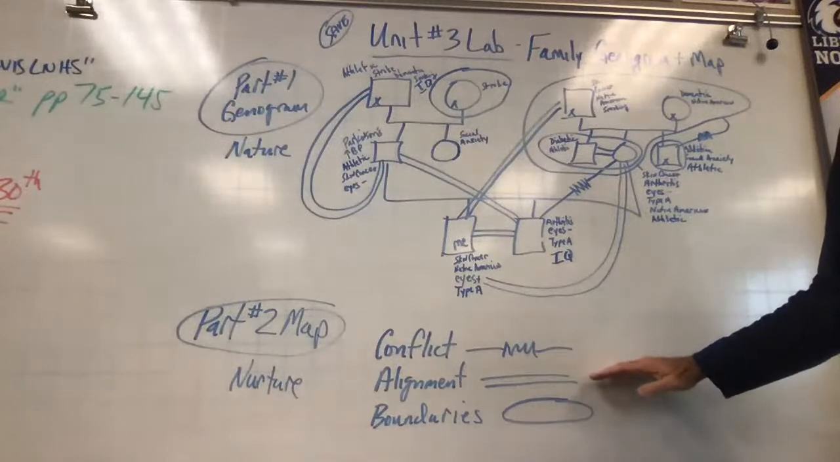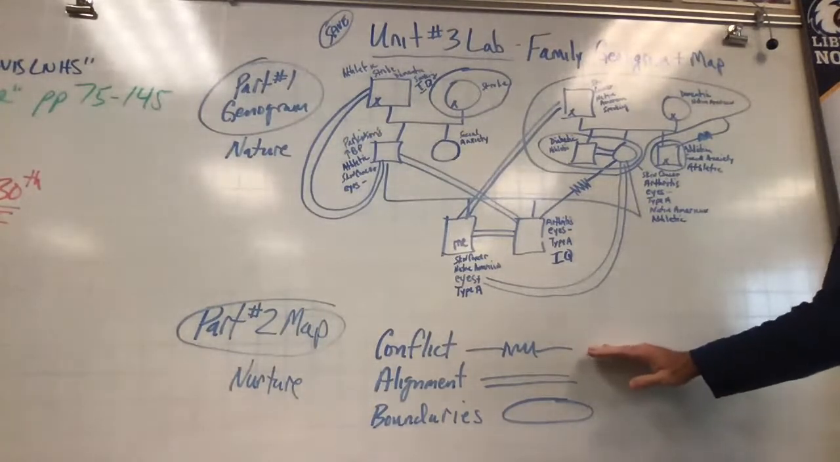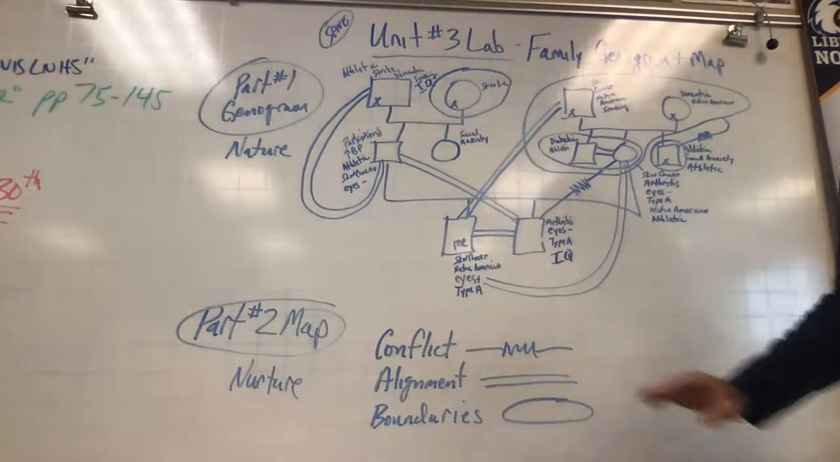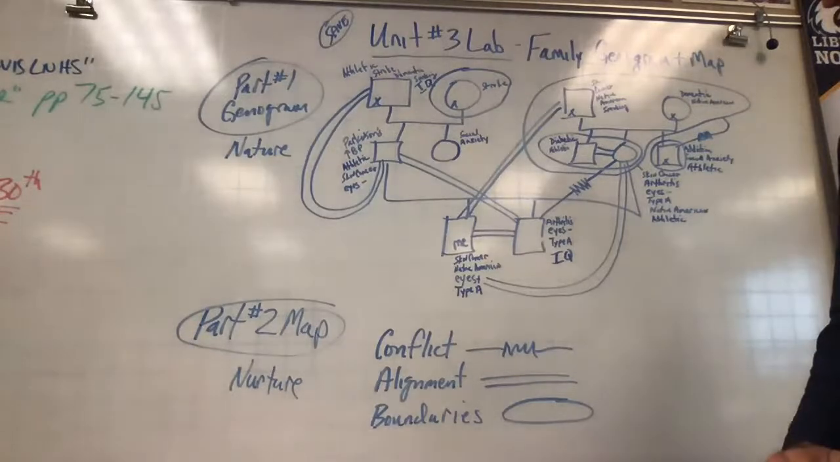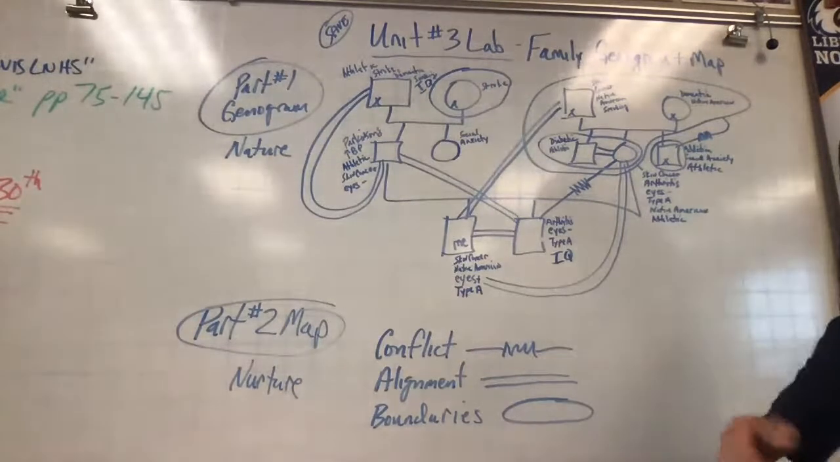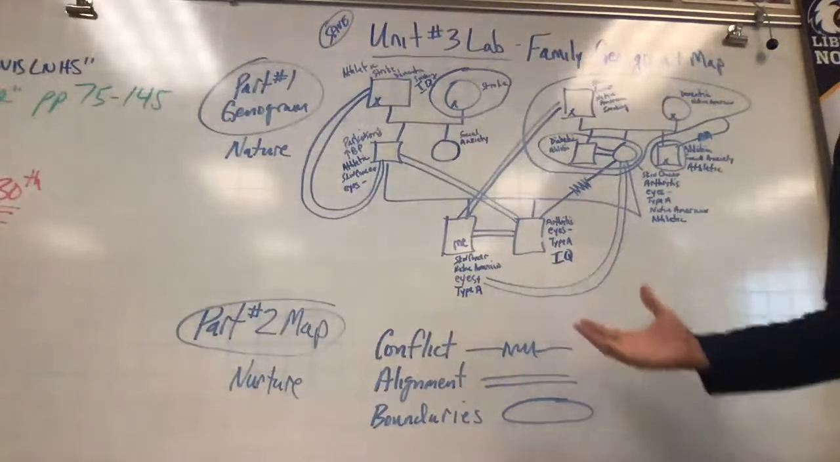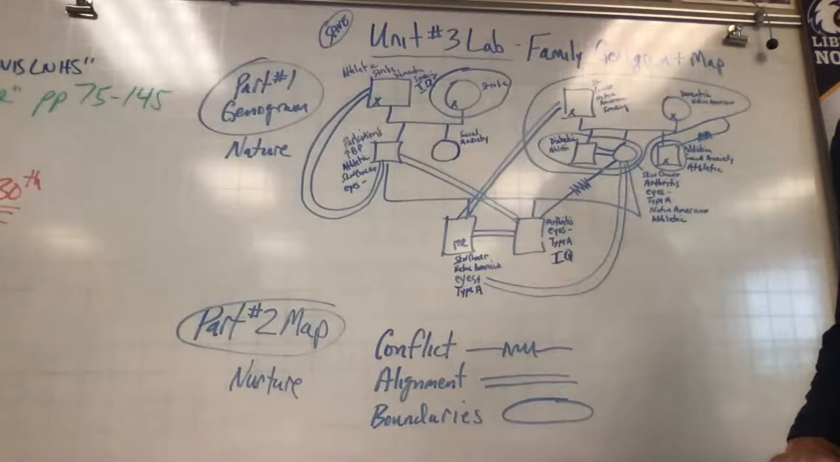3 main environmental, relational influences on you and your family. You're going to map conflict with the squiggly line. You're going to map alignment, which basically means there's a special bond or a connection or a relationship that might exist between 2 people or more. And then boundaries, which are naturally occurring or family-created boundaries or divisions between people or groups of people.